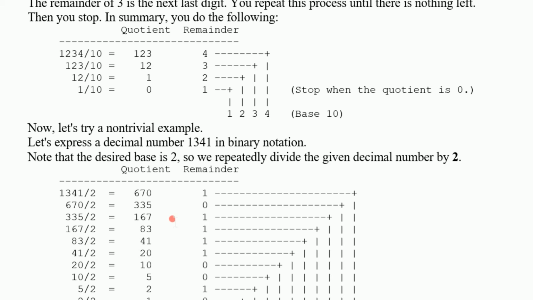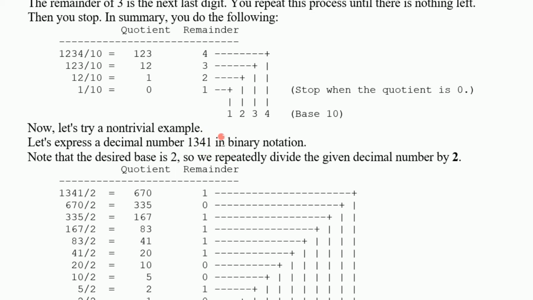Okay. Now in this example, let us express the decimal number 1341 in binary notation. Here 1341 is with base 10 and we have to convert it to base 2. Base 2 means it may contain only 0 and 1. By using 0 and 1 we have to make all the digits of 1341. That is the meaning of converting a decimal number to binary.